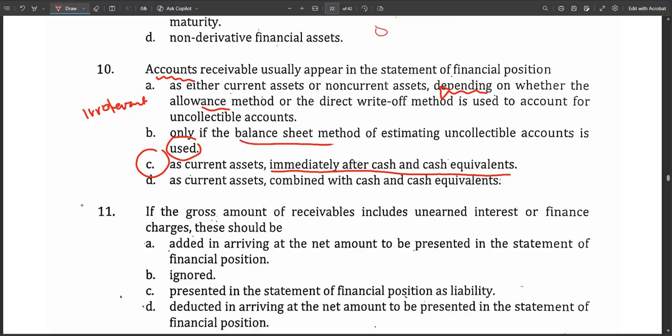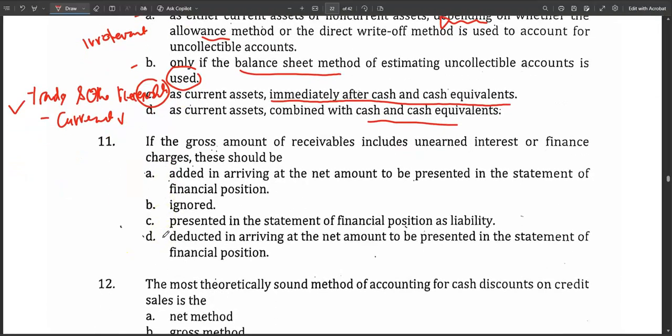No, the balance sheet method is for the estimation of the allowance for doubtful account expense or the allowance for expected credit loss. As current assets combined with cash? No, it is separate. There is a separate line item. In fact, that is under the trade and other receivables. That's their classification, but we're talking here only about current. Accounts receivable is one of those under the line item trade and other receivables.